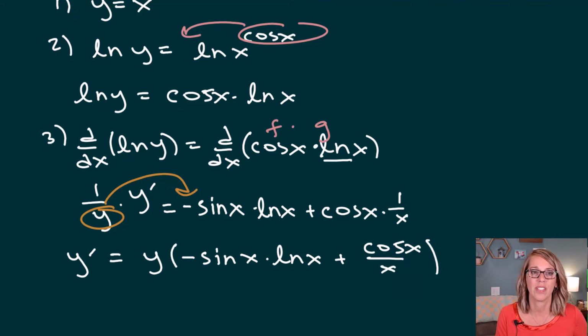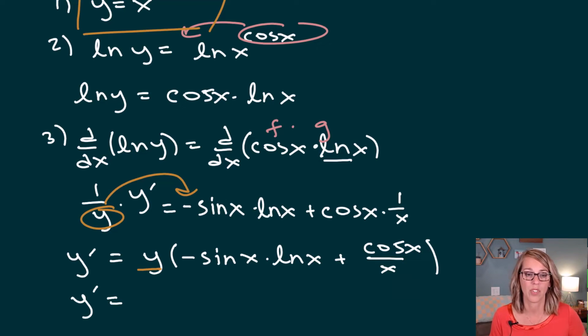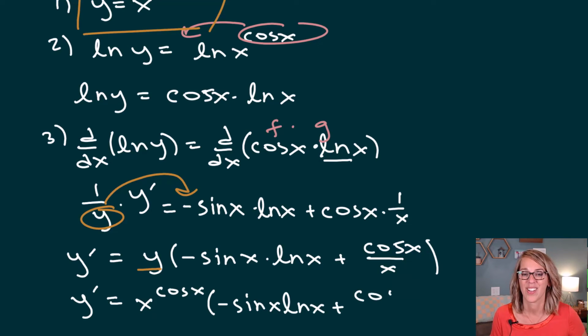All I've got left to do is to take my definition of y, there it is, my original function, and put it into my answer. So y prime is equal to my function y, which was x to the cosine x, times what I've got there in the parentheses. So negative sine x, natural log x, plus cosine x divided by x.